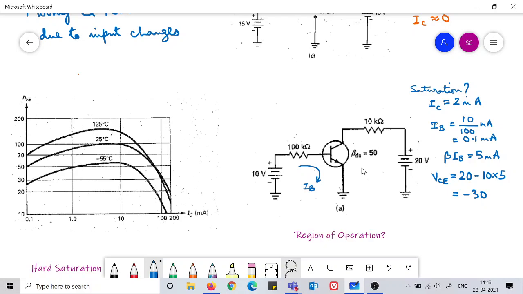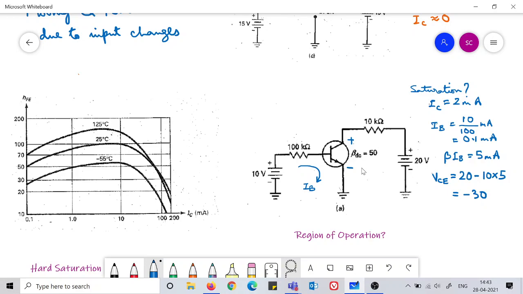Can the voltage VCE be minus 30? Because VCE we know has a direction like this, so the value must be positive, but here the value is coming out to be negative. This is also an indicator that it is not working in the active region. It is working in the saturation region. So it violates the voltage range that is available for the active region. Do you understand this? How to ascertain whether it is in saturation or in the active region?